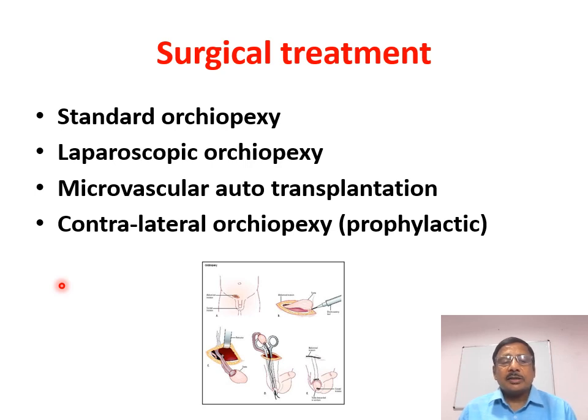You should not forget about contralateral orchiopexy. This is again prophylactic because it has been seen that once one side of the testis is undescended, the other side is liable for torsion. So therefore, to prevent that torsion, you will do contralateral orchiopexy also.